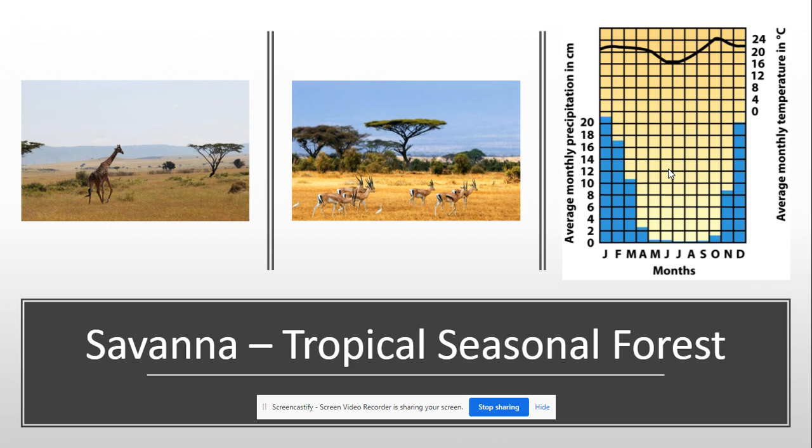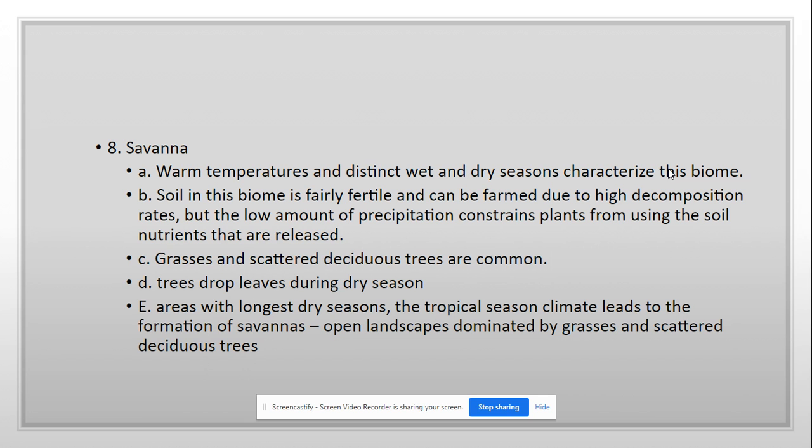The savanna or tropical seasonal forest, once again, you see wet and dry seasons. Here they have warm temperatures and distinct wet and dry seasons. The soil is fairly fertile and can be farmed due to high decomposition rates, but low amounts of precipitation will constrain plant species. We find grasses and maybe some scattered deciduous trees, and those trees will drop leaves during their dry season. Areas with very long dry seasons tend to lead to the formation of savannas.